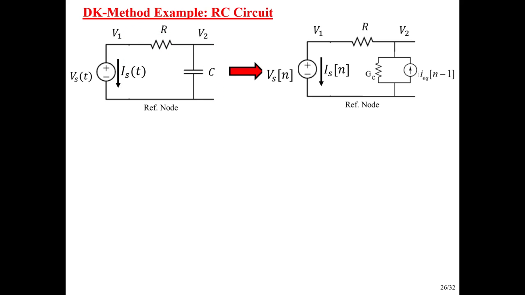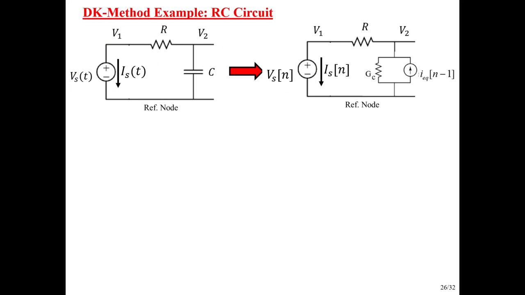Okay, there's our discrete time equivalent circuit. So I convert Vs of t into Vs of n. Is of t, which is the unknown current flowing through that voltage source, is something that's introduced in the modified nodal analysis approach. That becomes a discrete time version. Now technically V1 and V2 should be of t, and so these should be of n. I just didn't write it out that way.